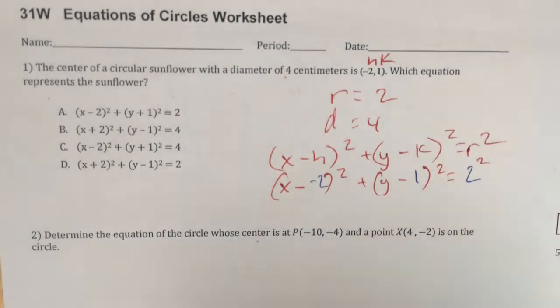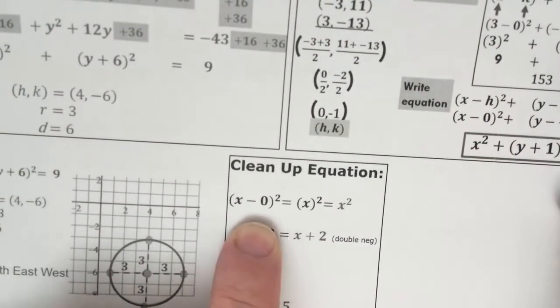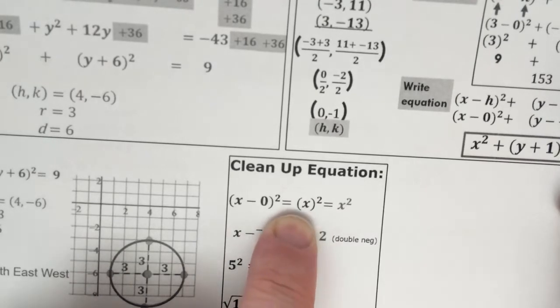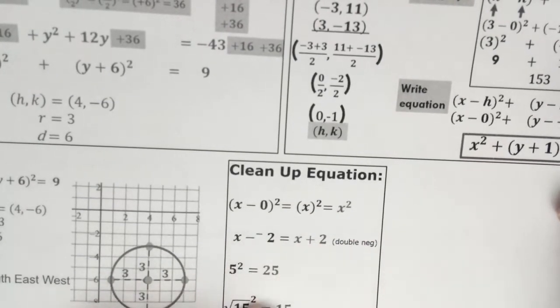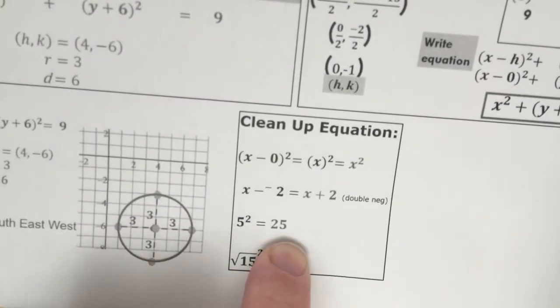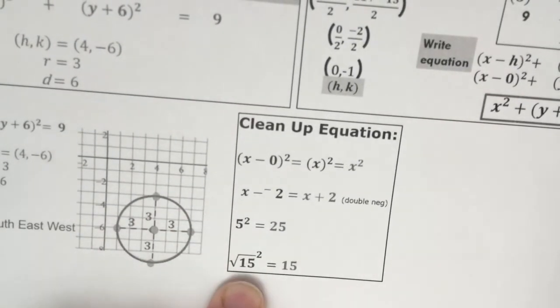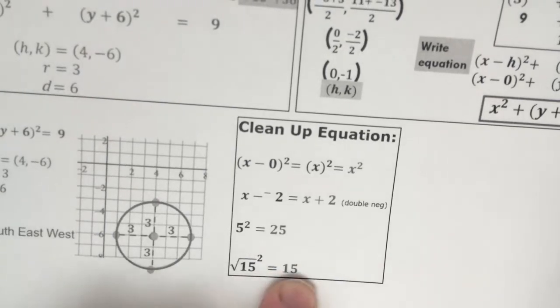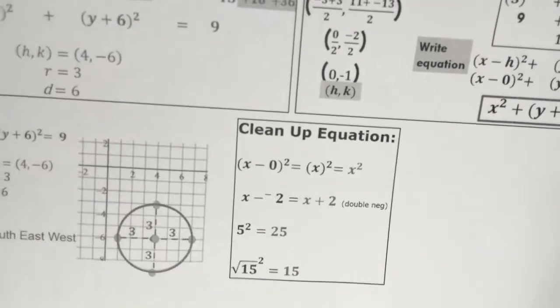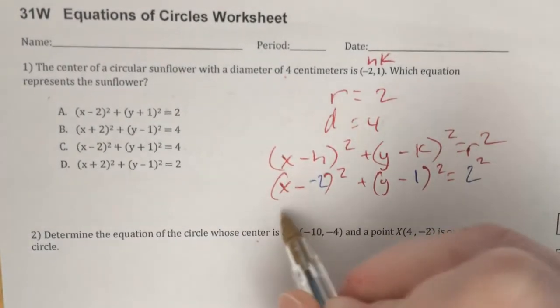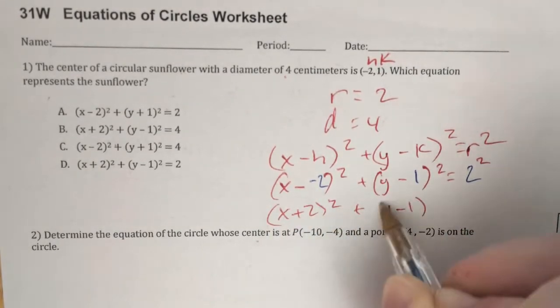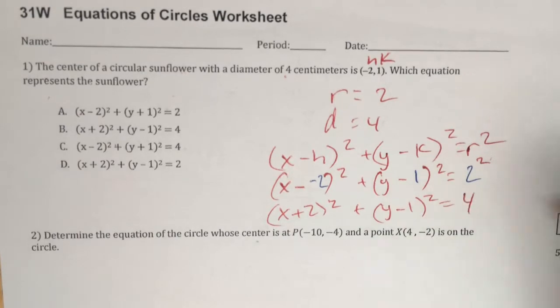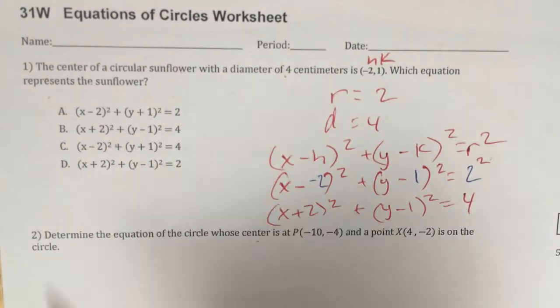All right, now you have to clean these up. So if you see like an x minus 0, the minus 0 is not doing anything, so just drop it. And now the parentheses aren't doing anything, so drop it. If you have a minus and negative, that's really a plus sign. If you have like 5 squared, actually finish it off, square it. If you have a square root squared, the square root and the square cross out, and you're just left with the number. So those are all the ways to clean that up. So in this case, it's x plus 2 squared plus y minus 1 squared equals, and what's 2 squared? 4. So you just pick out which one's your answer.